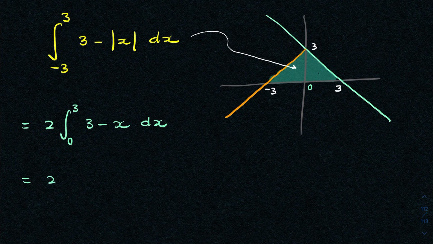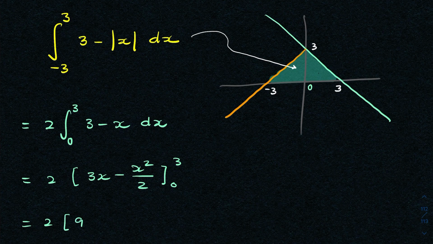which is 2 times 3x minus x squared over 2 from 0 to 3. And that'll give you 2 times 9 minus 9 over 2 minus 0, which is simply 9. So that's one way of finding the answer.